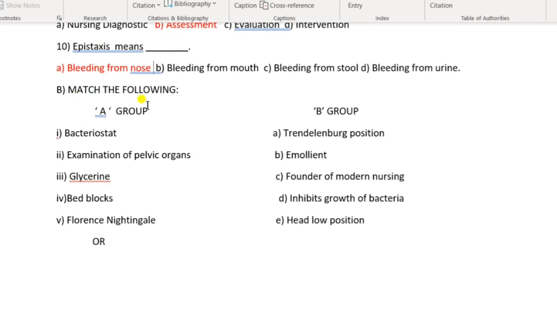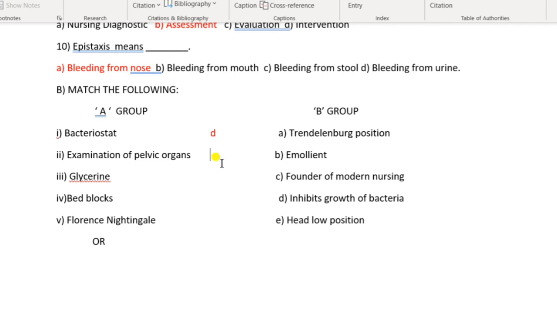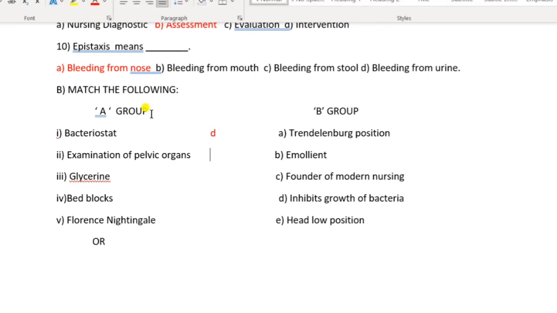Then match the following. We'll see A group. First is bacteriostat. In B group, bacteriostat means inhibits the growth of bacteria, so option D. Then second is examination of pelvic organs. For examination of pelvic organs, Trendelenburg position is given, so option A from the B group.